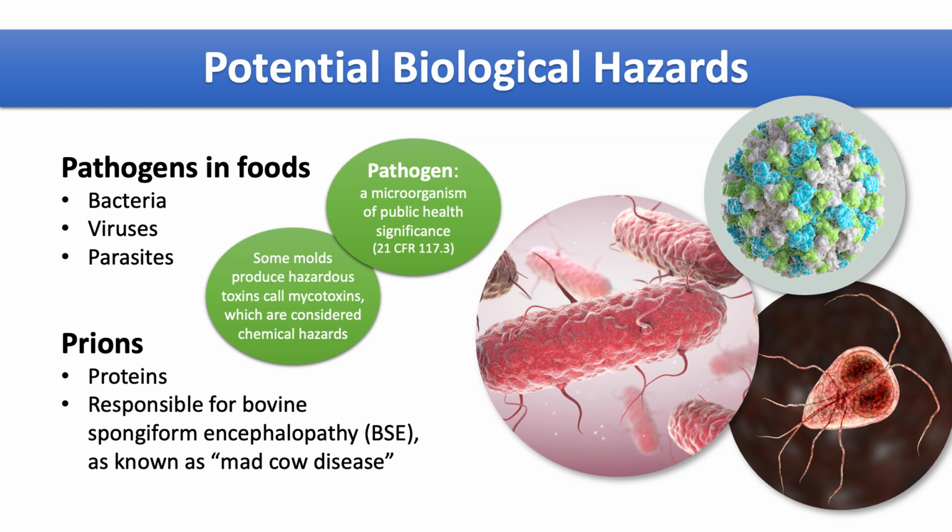Besides pathogens, prions, which are proteins, are the agents responsible for bovine spongiform encephalopathy, or BSE, also known as mad cow disease. Prions will not be covered in this module. It is worth noting that even some molds produce hazardous toxins called mycotoxins. Since mycotoxins are chemicals, they are usually chemical hazards but not biological hazards.